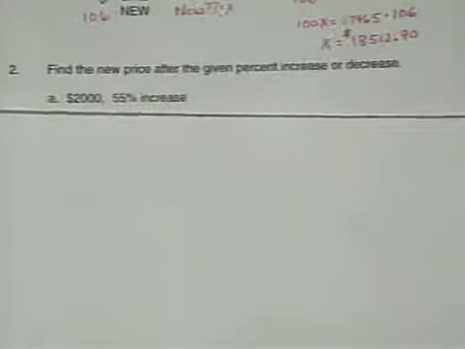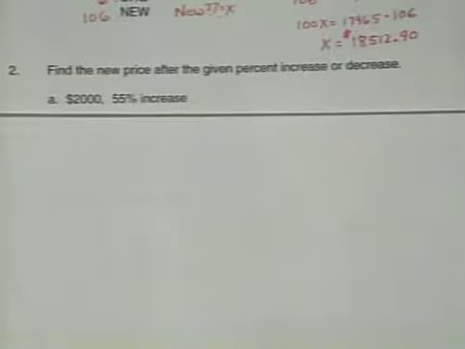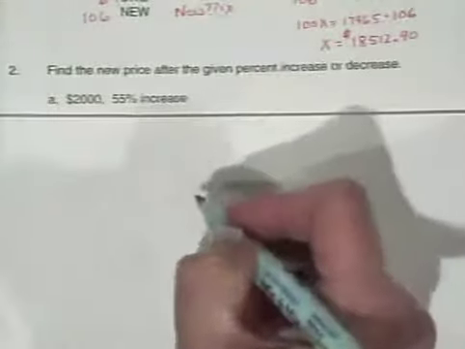We're going to go to example 2. Find the new price after the given percent of increase or decrease. What we want to make sure we do is when it's an increase, we add. When it's a decrease, we subtract. Yes? $2,000 is my original amount. I've got a 55% increase. I want to know the new price. Wish this was the stock market and I owned $2,000 worth of this stock and it increased by 55%. Wouldn't that be great? Okay, here we go.